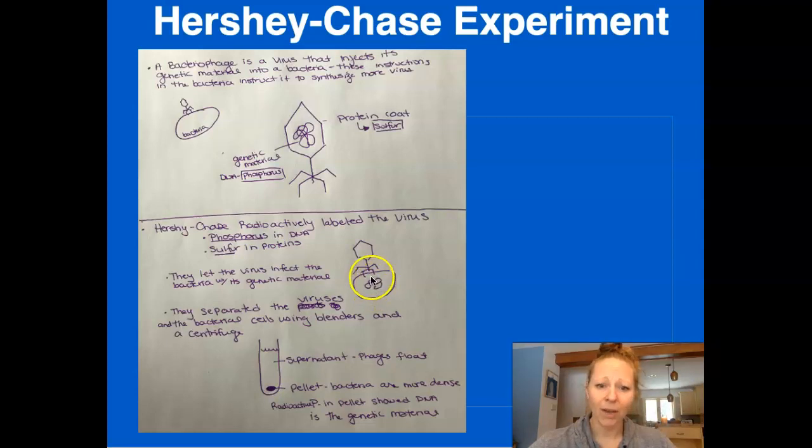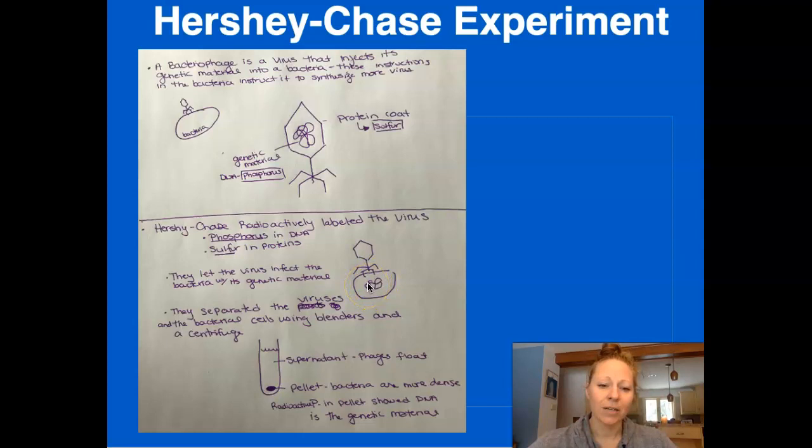And so here, whatever that molecule of heredity was inside the bacteria, they wanted to know, was it protein? Was there going to be sulfur in there, radioactively labeled sulfur? Or was it the nucleic acid? So was there going to be radioactive phosphorus in there?